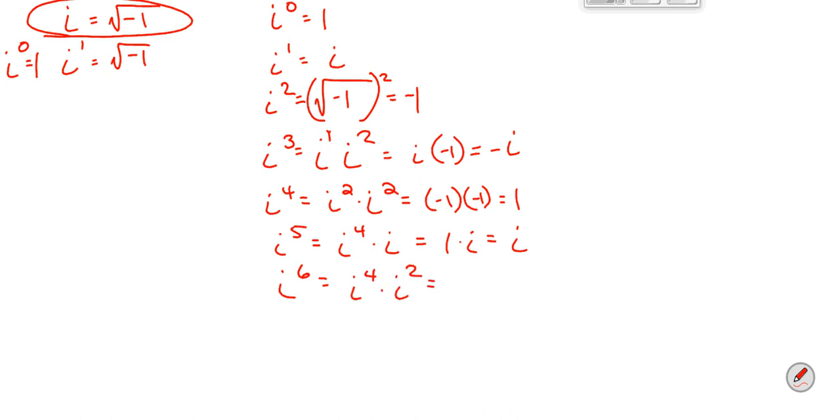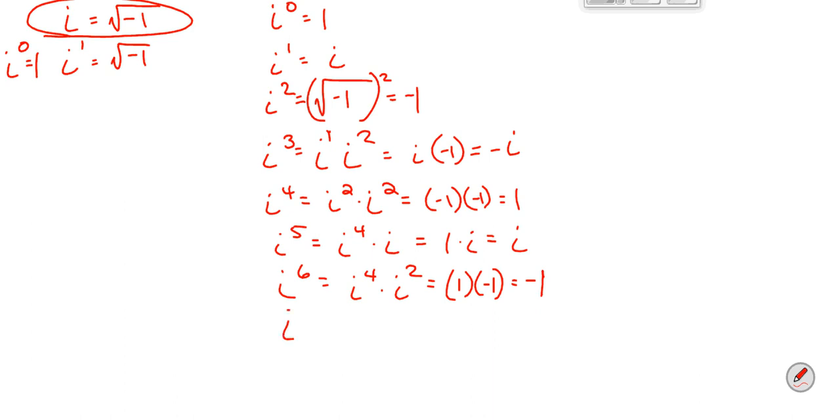So i to the fourth we know is 1, and i squared we know is -1. So i to the fourth times i squared is going to be +1 times -1. Let me get rid of some of that yellow. So that is +1 times -1, which is -1 as we look at that. Then i to the 7th.